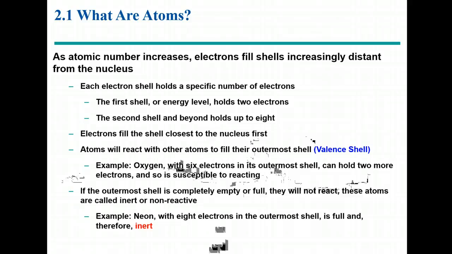Each electron shell can hold a certain number of electrons. The rule of thumb is that the first shell can hold 2 electrons, and electron shells after the first one can hold 8 electrons. Electrons fill the shells closest to the nucleus first. Atoms will react with other atoms to fill their outermost shell, called the valence shell. If the outermost shell is completely full, they will not react.